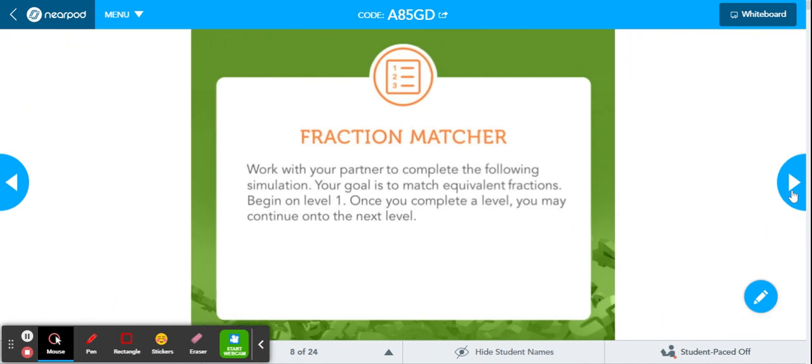And then if you move ahead, you'll see there's a game here called Fraction Matcher. It asks you to work with a partner, of course. If you're doing this on your own at home, you can't. If you've got your learning coach nearby, they would make a great partner to work with, and they're actually going to help you out on a different part of this Nearpod as well. So if you want them around for the Fraction Matcher game, that would be fun.